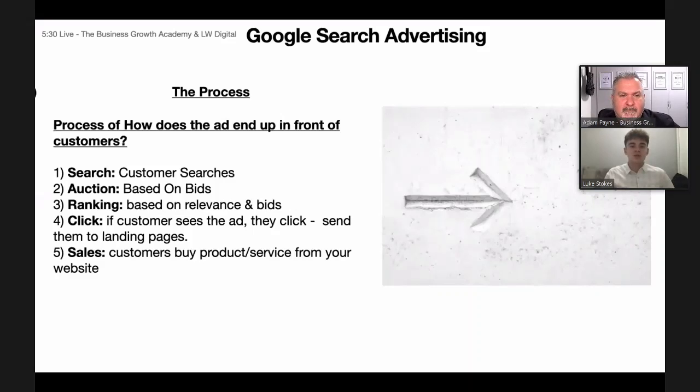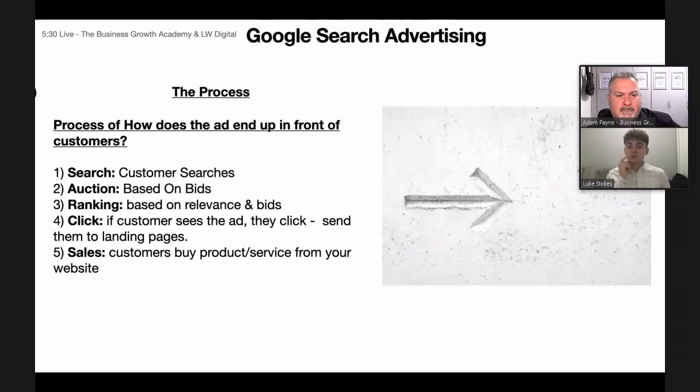So just a quick one on the process. How does an ad end up in front of somebody on Google? And we'll do it from the perspective of a business owner. So a potential customer, the first thing they'll do is search. So the keywords that you select to do with your business, like we just saw estate agents, for example, they'll search that term into Google.